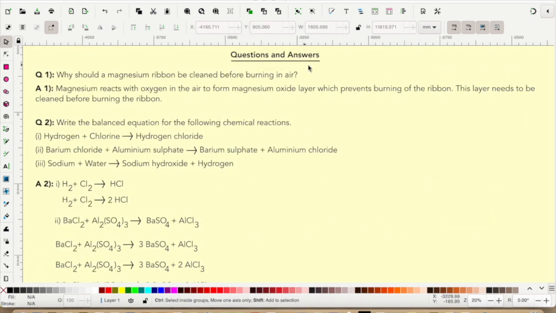Let us see questions and answers. First question, why should a magnesium ribbon be cleaned before burning in air? Answer is, magnesium reacts with oxygen in the air to form magnesium oxide layer which prevents burning of ribbon. This layer needs to be cleaned before burning the ribbon.